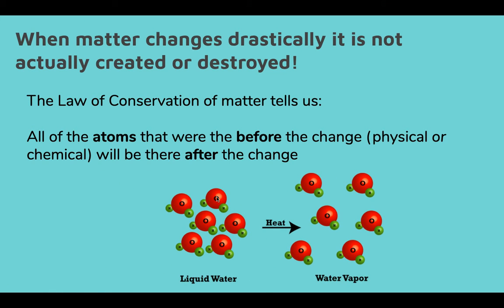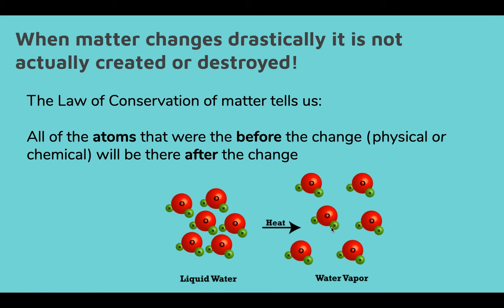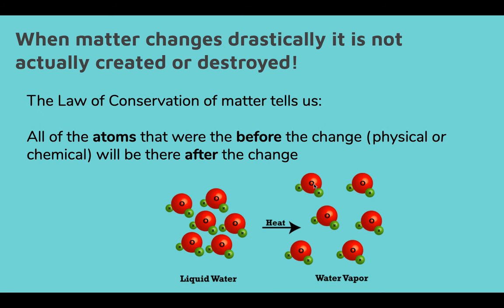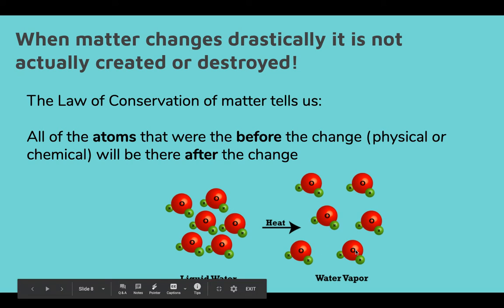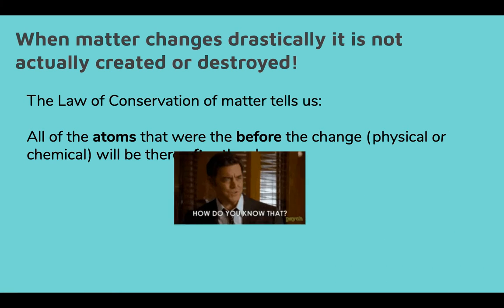For example, here we have liquid water that was changed and turned into water vapor, just like that example that we saw. We have 1, 2, 3, 4, 5, 6 oxygen atoms, or the red ones, and after the change, we still have 1, 2, 3, 4, 5, 6 atoms of oxygen. It looks as if it disappears, but it doesn't, right?